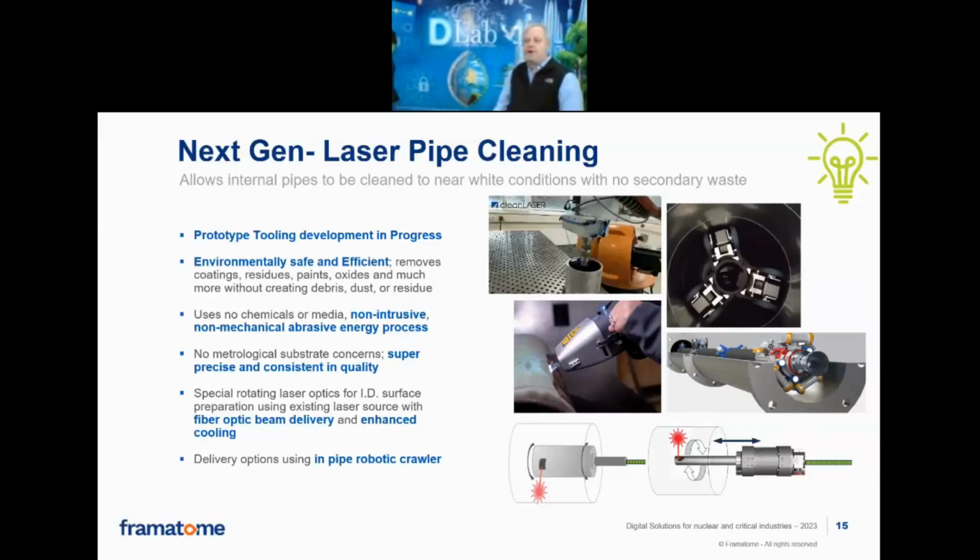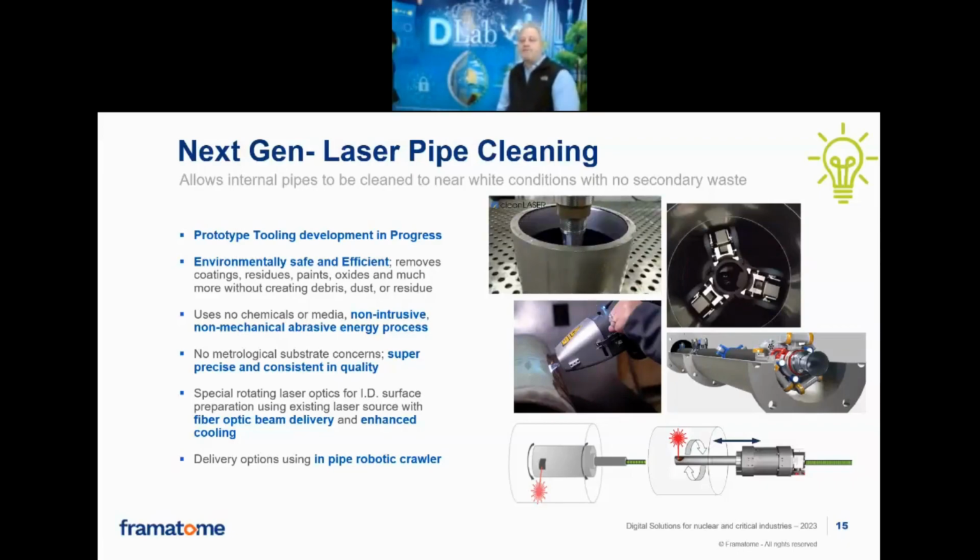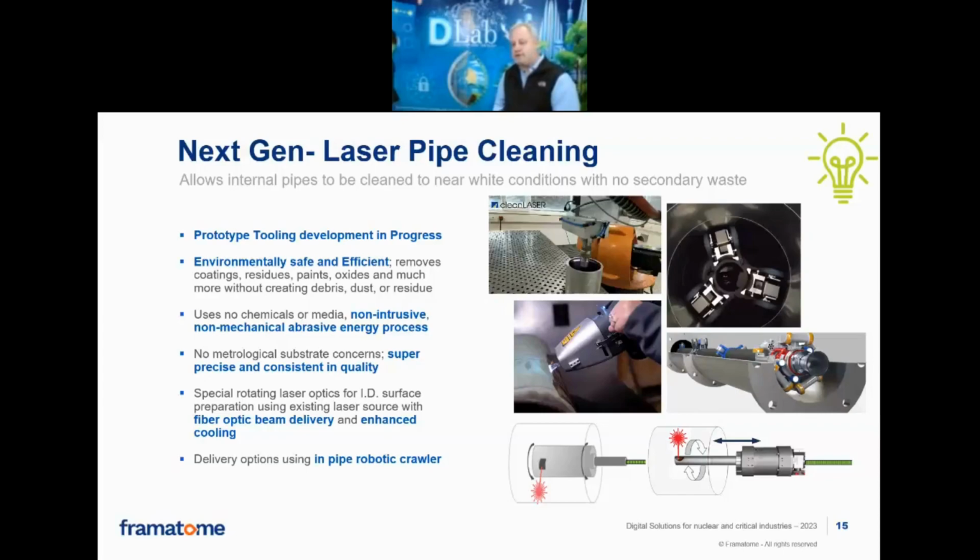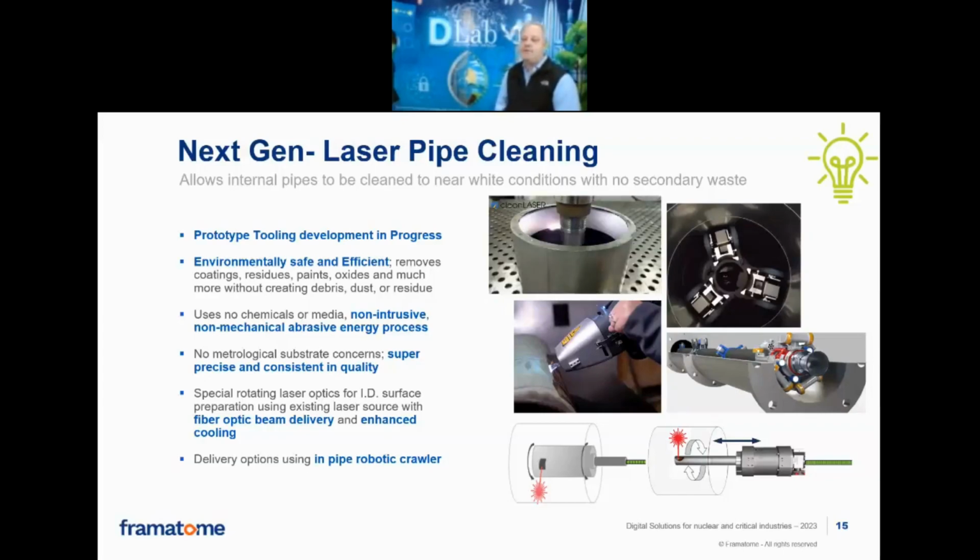The great part of being able to use this technology, which we call next gen for us, is we're able to efficiently clean it. It's delivered by robotic equipment that we use in liners for coating, and we're able to get a near white surface condition. So that was important to us because in areas where you have to apply primers, that's very important for us.